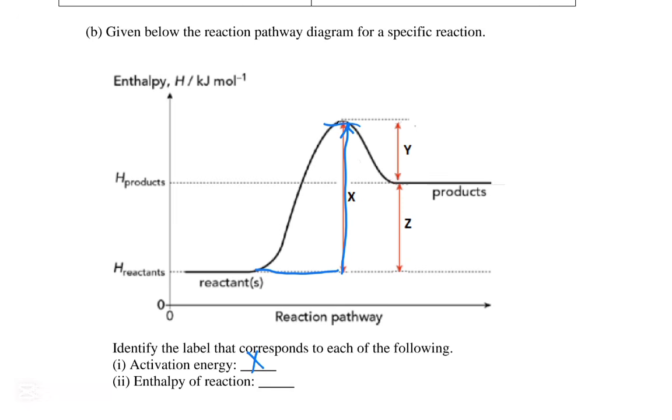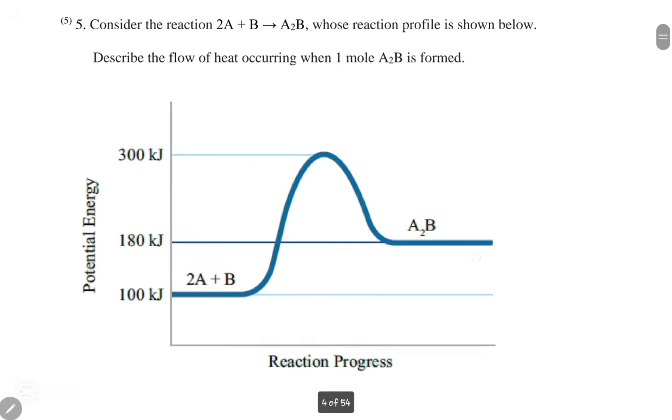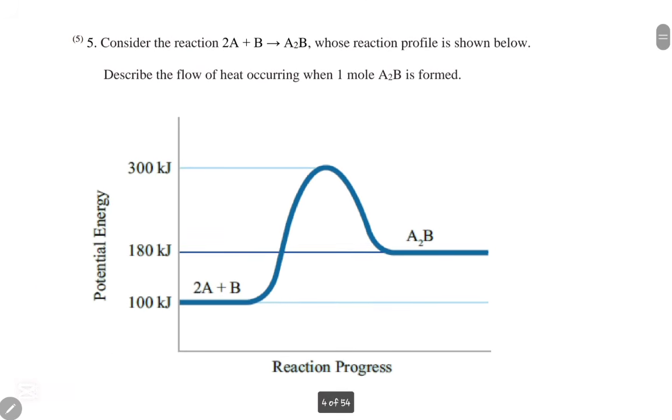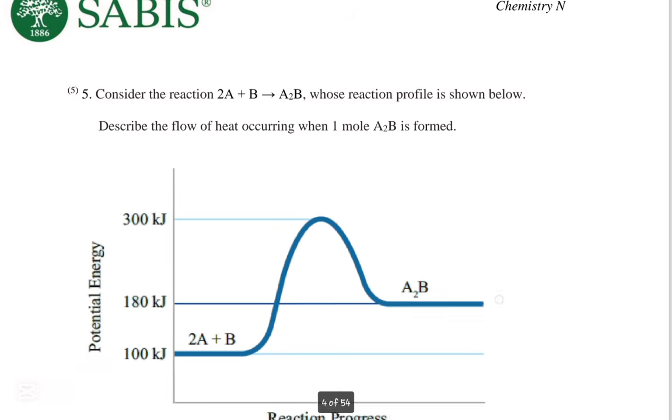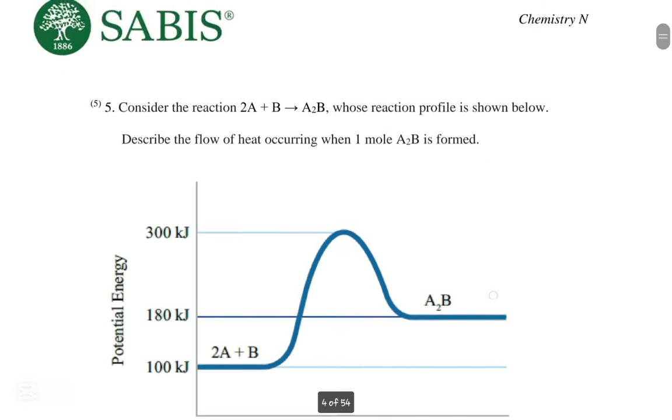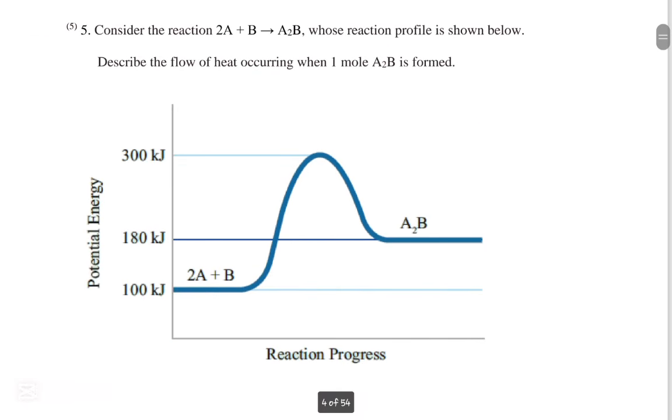Whereas the enthalpy of reaction is the heat between my products and my reactants. So in this case, it's Z. Okay, we're going to move on now to question number 5. What does it say? Consider the reaction A plus B gives A2B, whose reaction profile is shown below. Describe the flow of heat occurring when 1 mole of A2B is formed.